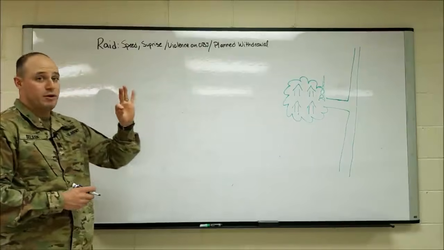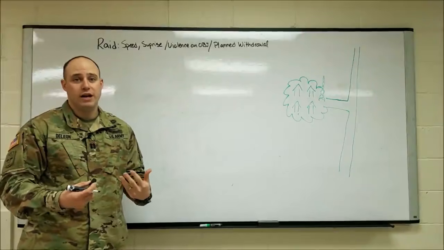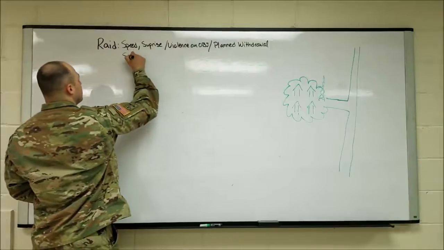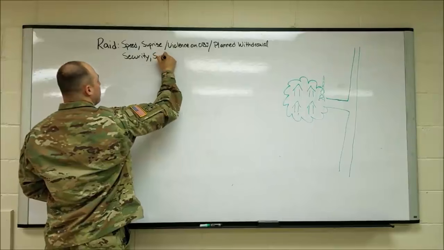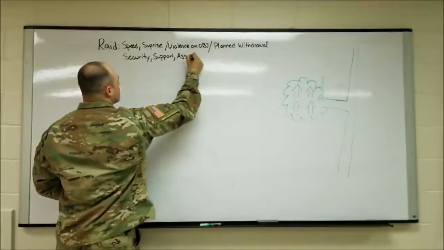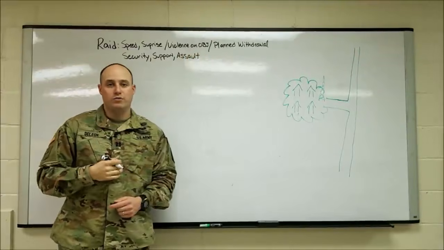Let's talk about three main elements. There are three main elements that you have to have while conducting a raid, and it's the same as an ambush. You have to have a security element, a support element, and an assault element. Those are all required while conducting the raid.